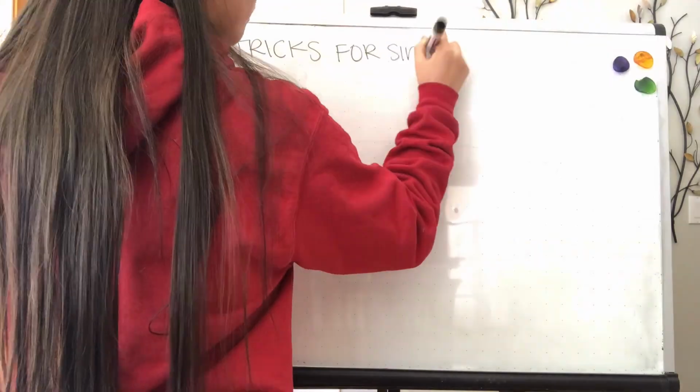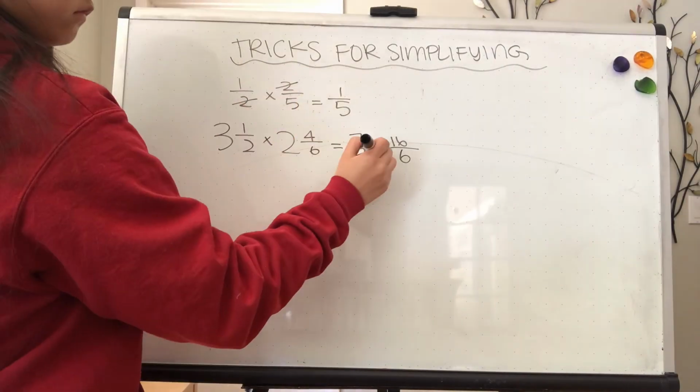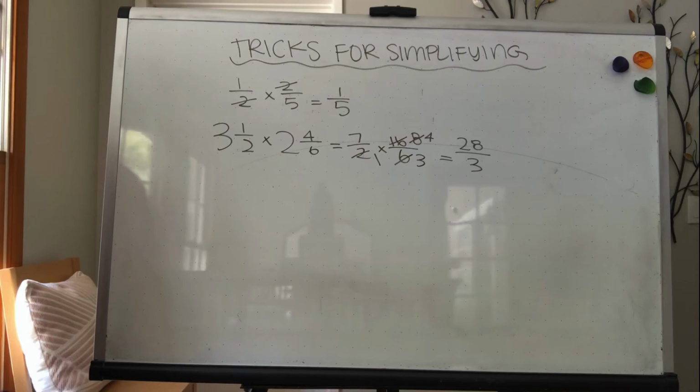So here are some tricks for simplifying fractions. So the first example that's given is 1 over 2 times 2 over 5, which was an example that we used earlier in this video. But one thing you can remember is that if there are two numbers that are diagonal, that are the same, you can cancel them out because they're both going to equal 1. So the answer would just be 1/5.